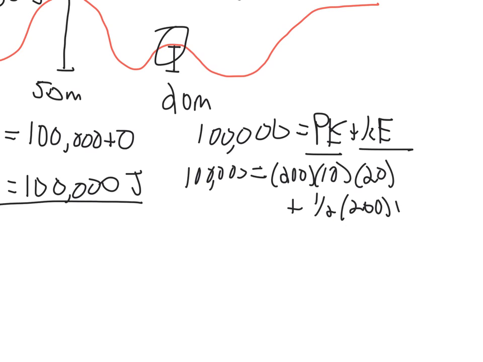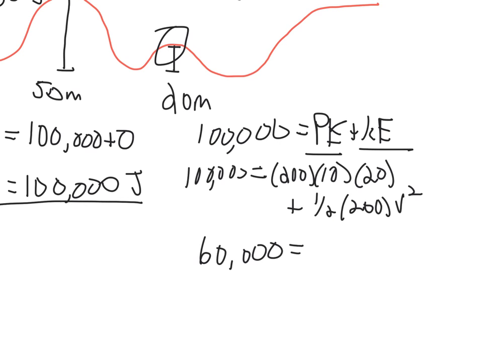and v squared. Now I've got a different velocity. It's not that 31 from before. I'm at a different point. I've got a different velocity, just like I have a different potential energy, a different height. So a little bit of calculations here. Let's see, 20 times 10 is 200 times another 200. And we get 40,000, so I'll subtract that from both sides, and I'm left with 60,000.